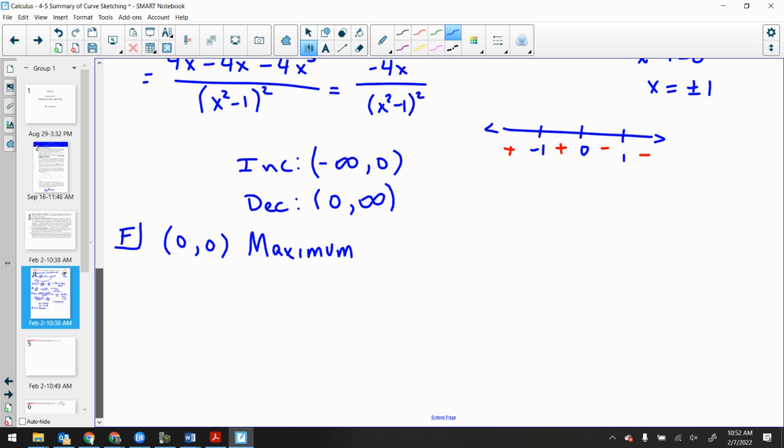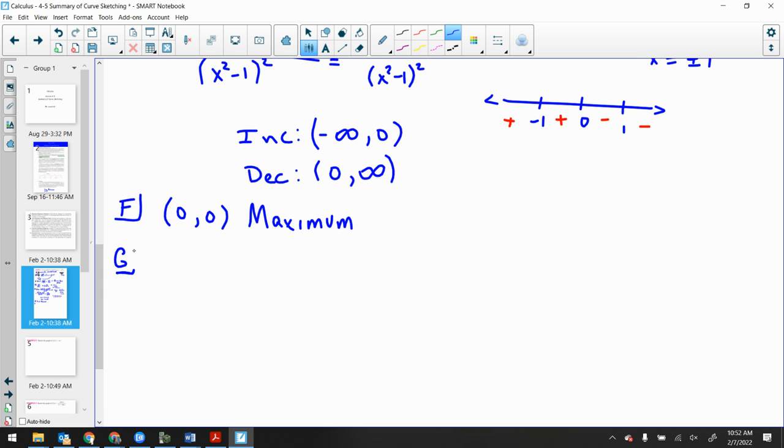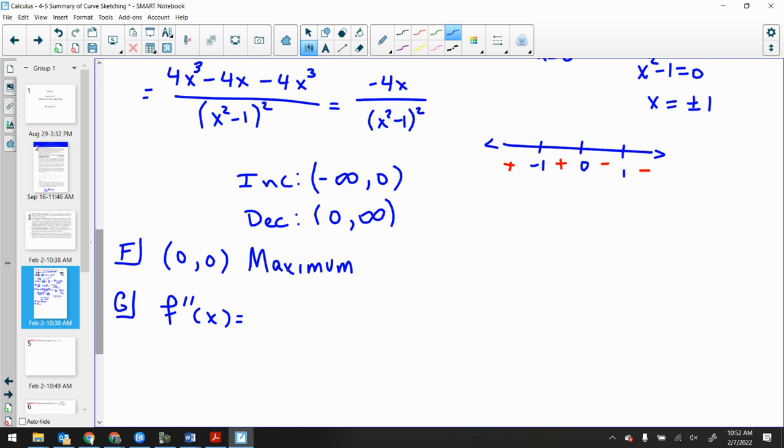Okay, I've got to do concavity now. For concavity, I've got to find f double prime, which means I have to find the derivative of that, right? That's f prime. Got to do f double prime. Quotient rule again. F prime, negative 4 times g, x squared minus 1 squared. Ooh, yikes, gross. Minus g prime. Ooh, this is going to be fun.